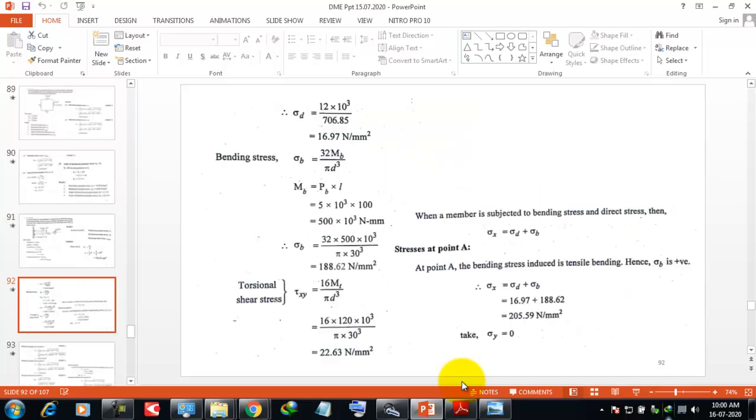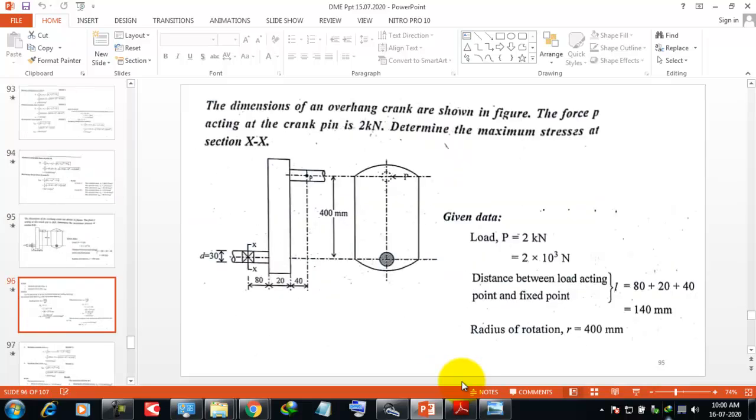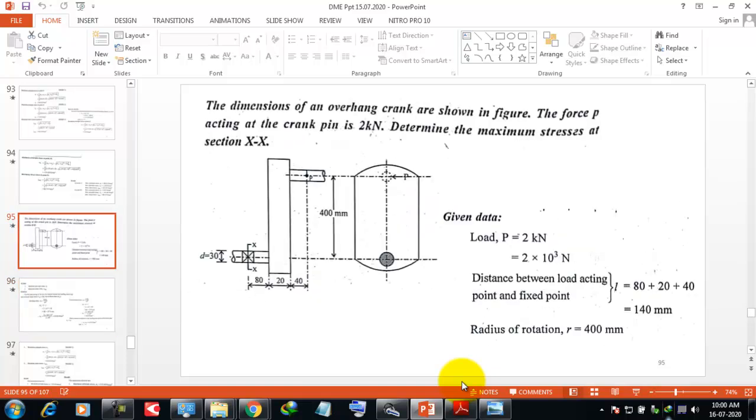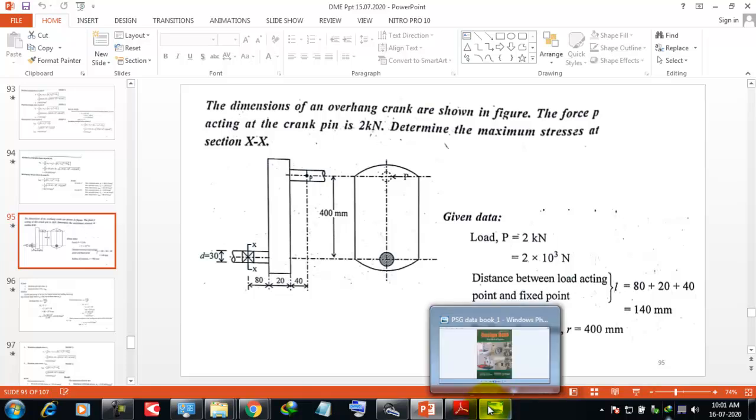Also, we have to complete this unit by next week. So far how many hours? Around 4 hours we have completed, right? 4 class hours.